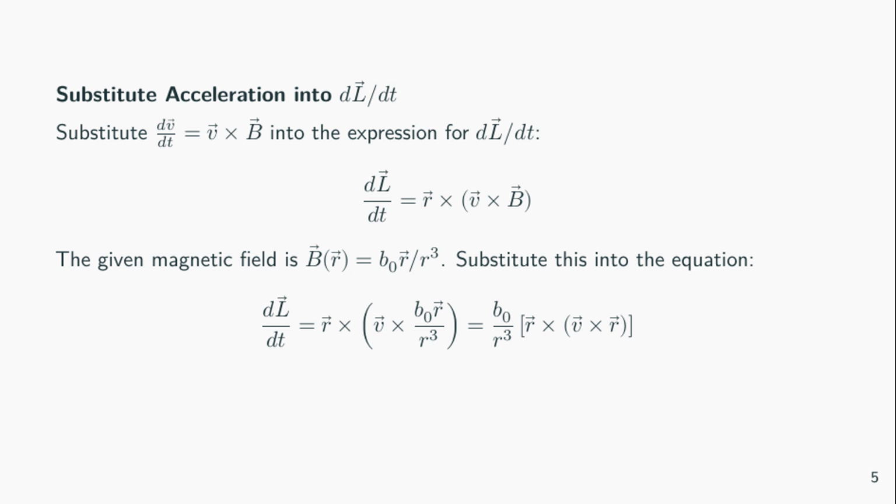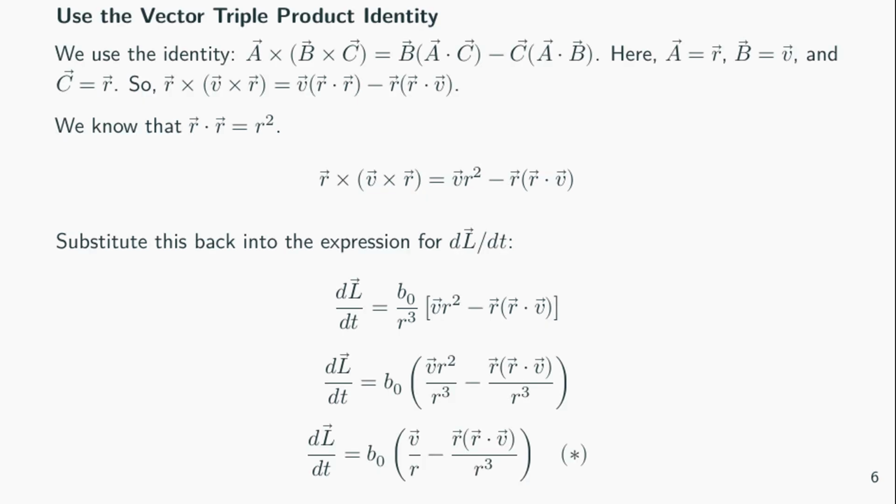We can pull the constant b0 and the 1 over r cubed term outside the cross product. This gives us b0 over r cubed times the quantity vector r cross vector r. To evaluate the term inside the square brackets, r cross v cross r, we use the vector triple product identity. Applying this identity with a as r, b as v, and c as r gives us the expression shown.